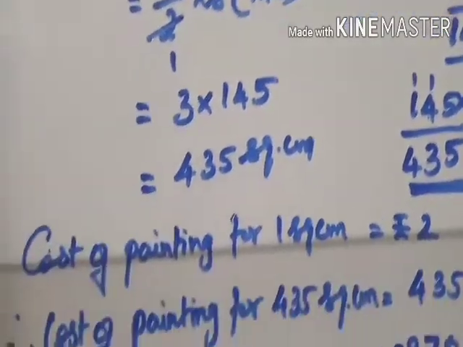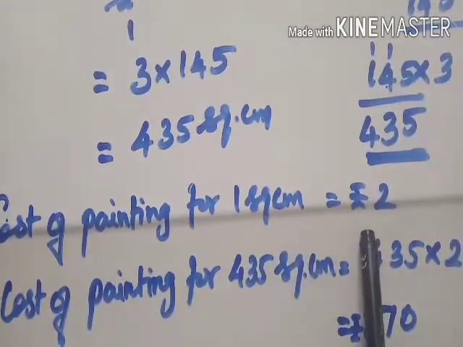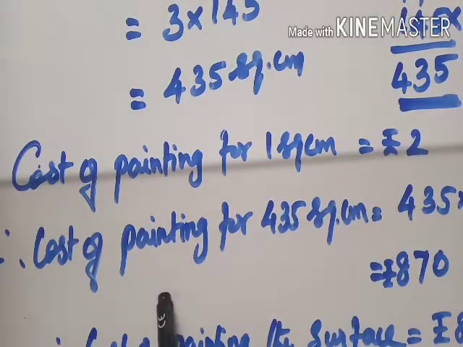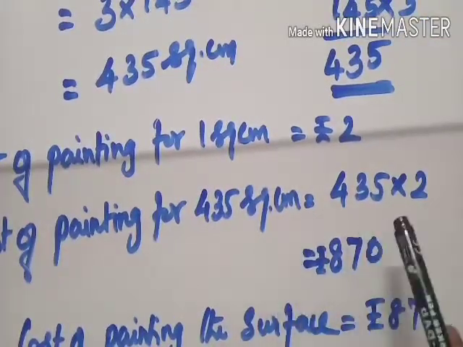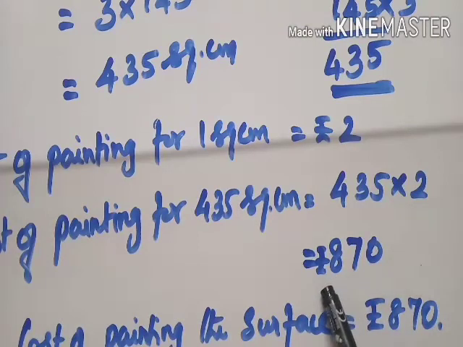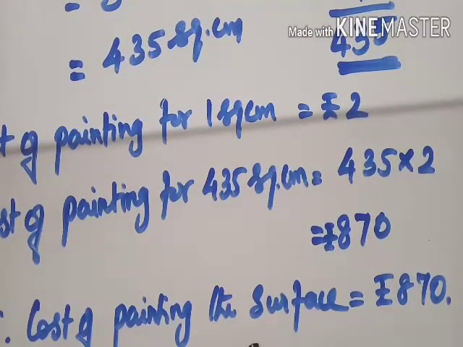Now, the cost of painting for 1 square centimeter is equal to rupees 2. So, we have to find the cost of painting for 435 square centimeter. That is equal to 435 into 2, equal to rupees 870. So, therefore, cost of painting the surface is equal to rupees 870. Am I clear? You got it?